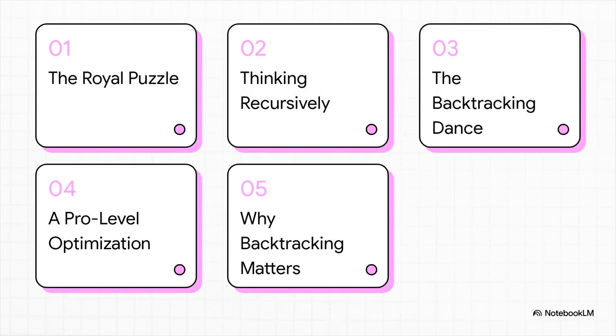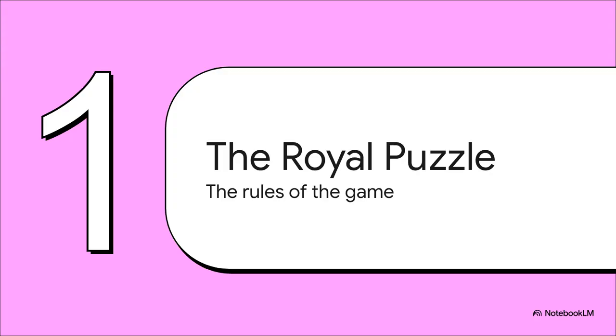Okay, here's the game plan. We're going to start with the rules of the puzzle itself. Then we'll get into the recursive mindset you need to solve it, and we'll watch this whole backtracking dance play out. After that, we'll look at a really cool optimization to make it way faster, and then we'll zoom out and see why this one little puzzle is such a big deal. All right, first things first, let's get the board set up and really understand the challenge we're facing.